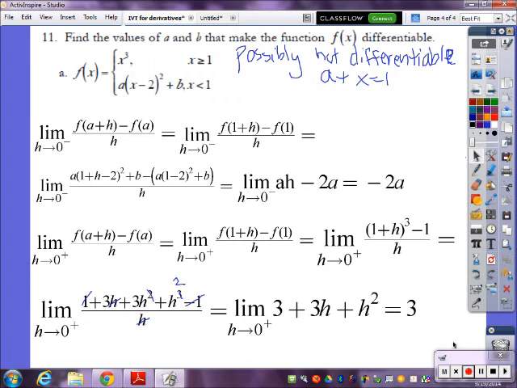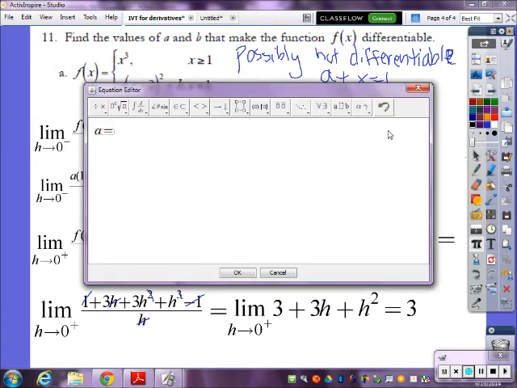Whew, that's a lot of work. Now, I'm still not done because I still haven't solved for a or b. The whole purpose of this was so that we could get our left-hand derivative and our right-hand derivative equivalent. So at this point, I would take my left-hand derivative and set it equal to my right-hand derivative. And so I'd have negative 2a equals 3. And then when I solve for a, I get 3 over negative 2, or negative 3 halves. So a equals negative 3 halves.